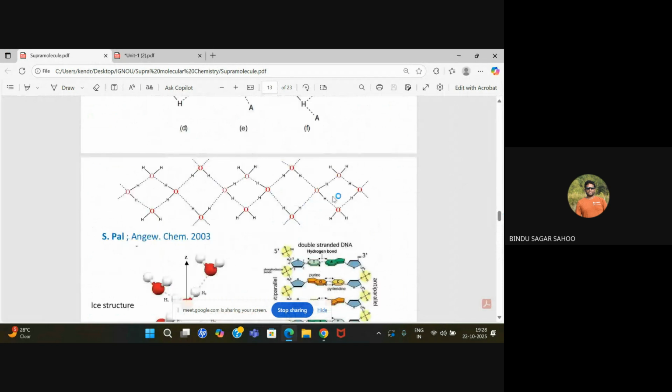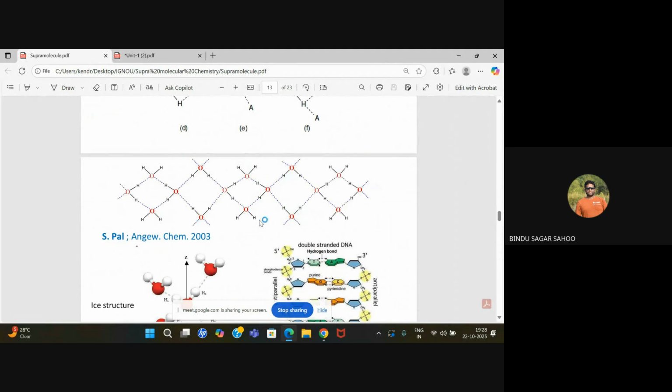This is a water molecule. A water molecule can form hydrogen bonds also. One water molecule can form four hydrogen bonds. In this direction, it can form a hydrogen bond. In this direction also, here also, and here also. So one water molecule can form four hydrogen bonds, just like that. After the formation of hydrogen bonds in water, they form a rigid cage-type structure like that.